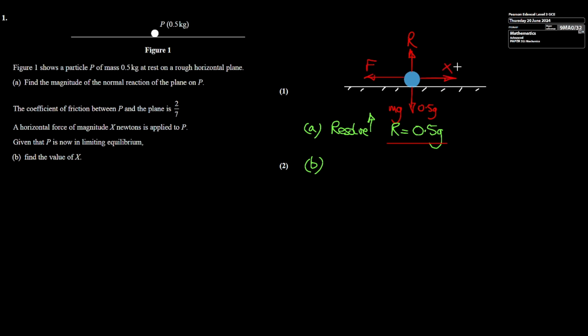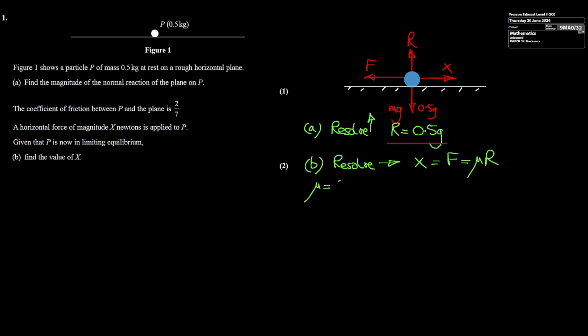Okay, I've added those forces to the diagram. Here's x, the pulling force, and friction trying to oppose the motion. Now, because we're in limiting equilibrium, the particle isn't moving, so there is no acceleration. Again, when we apply F equals ma, the ma part of it is 0, so the forces must balance. So if I resolve horizontally in the x direction, x must equal F.